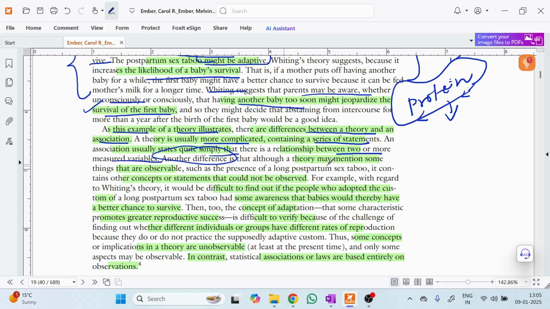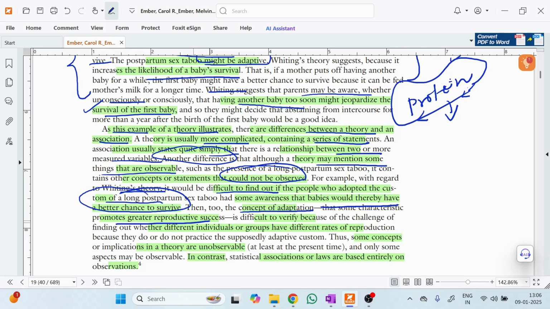Then another difference is that although a theory may mention something that is observable, there will be some concept or statement that cannot be observed. So with regard to Whiting's theory, it would be difficult to find out if the people who adopted the custom of long postpartum sex taboo had some awareness that by adopting this custom, they are increasing the survival of their baby. So this concept of adaptation, of promoting greater reproductive success, is difficult to verify because there are many factors, many caveats.